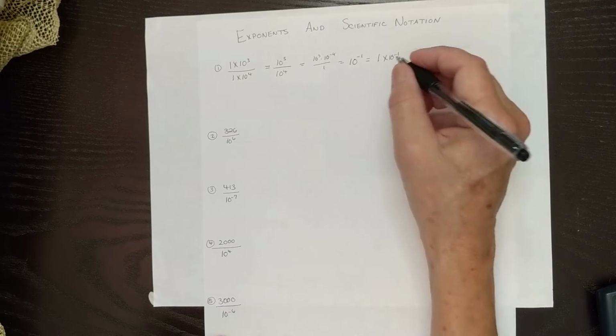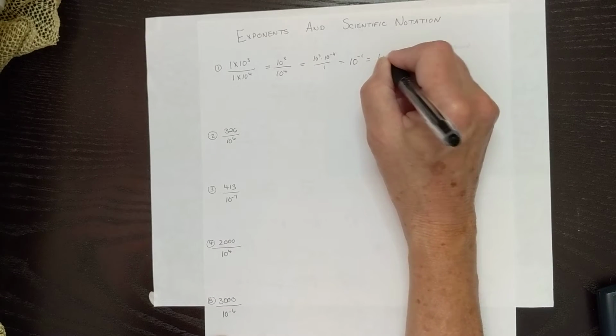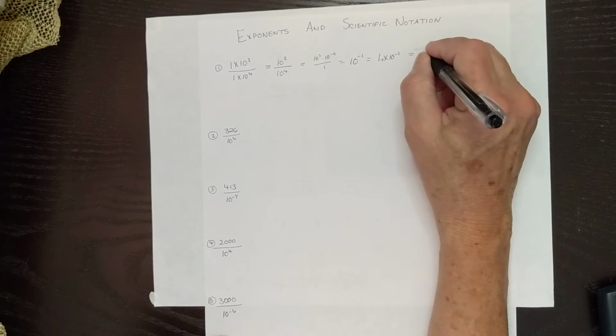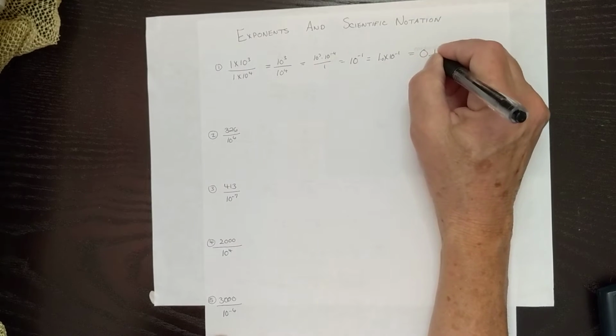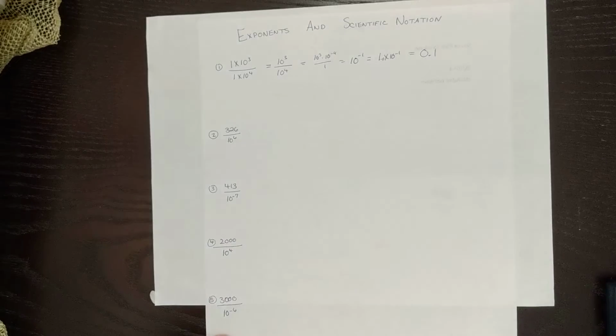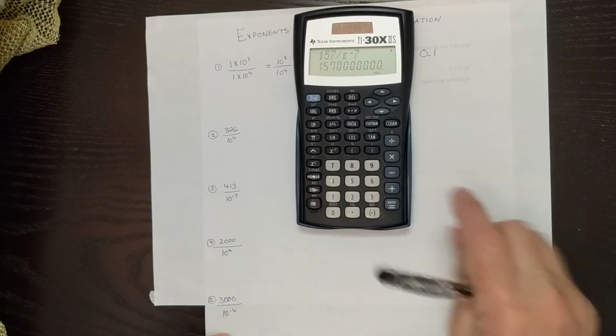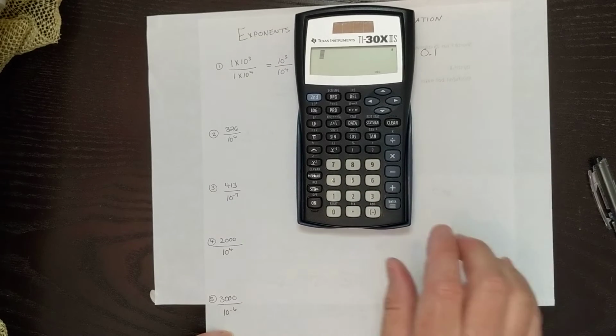In standard notation, remember the decimals right here? In standard notation, you would move the decimal to the left one place, so this is really 0.1. Okay, that's by hand.